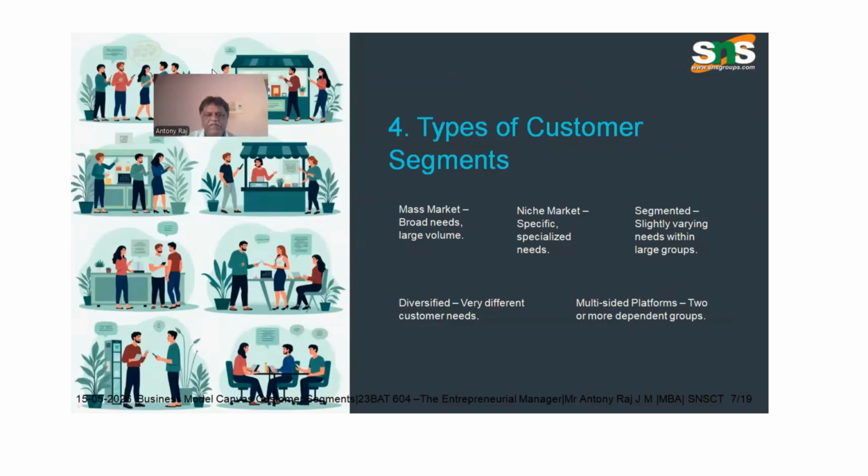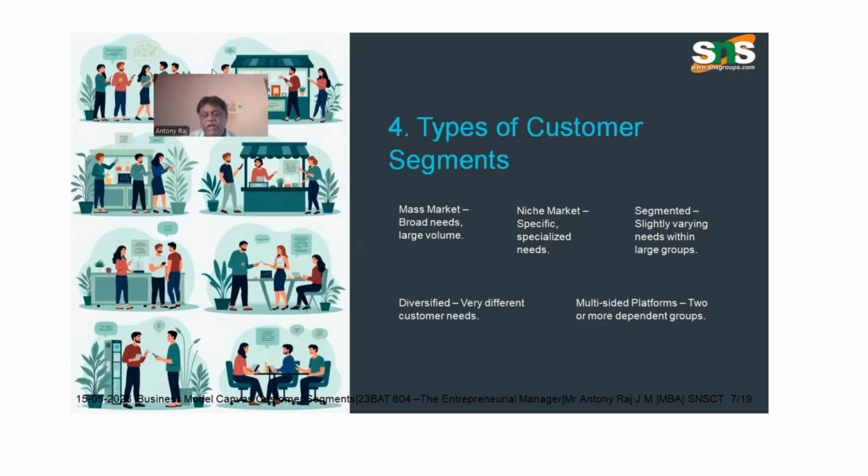What are the types of customer segments? We have 5 categories here. One is the mass market, where there is a large volume and the needs are very broad. Then we have exactly the other end of the spectrum, the niche market, which is very specific. The needs are very specialized. And then the segmented market, where there are groups, but the variation is within normal limits. It's not a huge variation. It's not like a mass market to a niche market comparison.